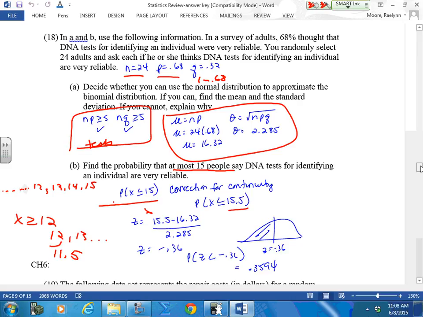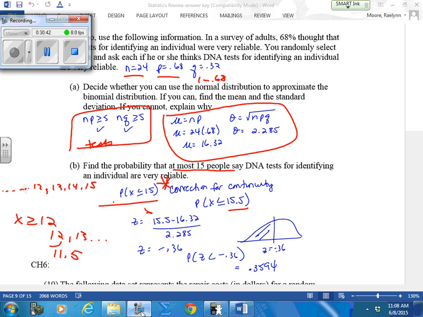Here was the biggest thing. Correction for continuity. That was the biggest thing. Your answers will be close, because obviously between 15.5 and 15 is not that big of a deal, but you still have to correct for continuity.